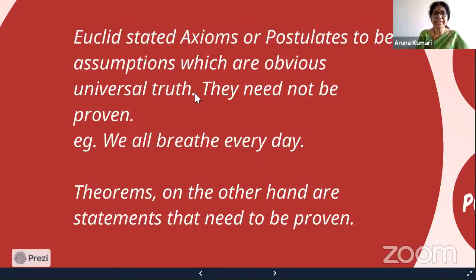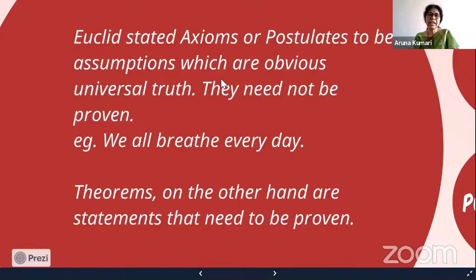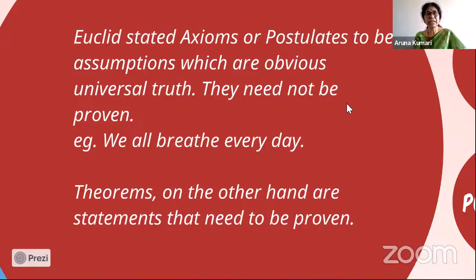He stated some axioms. Maybe these are very new for you. Axioms and postulates are nothing but statements. They are obvious universal truths. They need not be proven. So Euclid said some statements. Their names are axioms and also postulates. That means there are two different types. And what is the difference between the two?